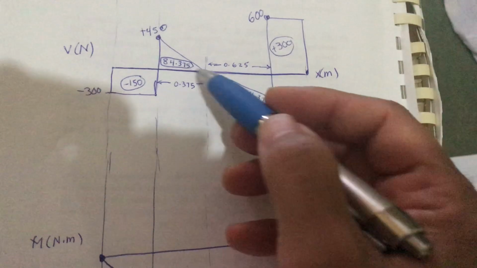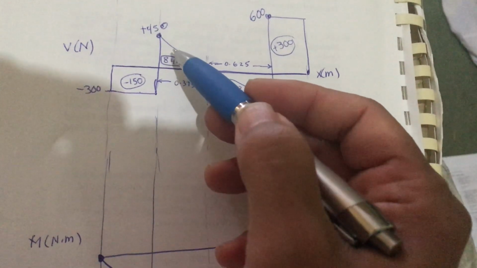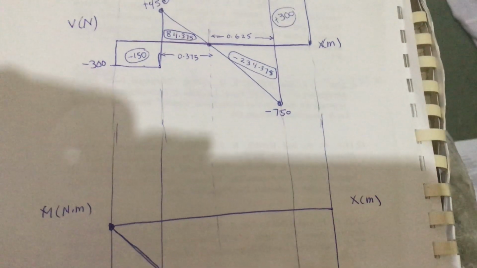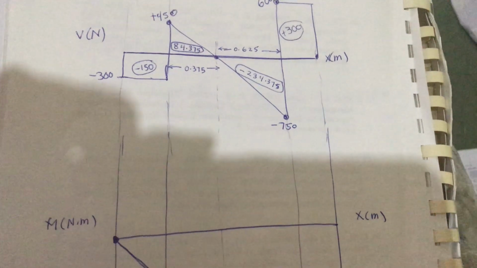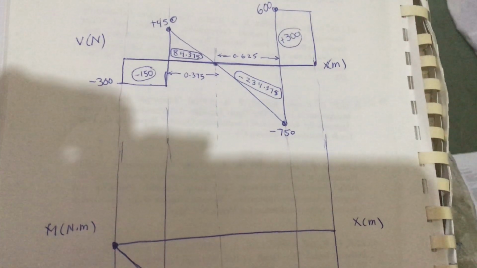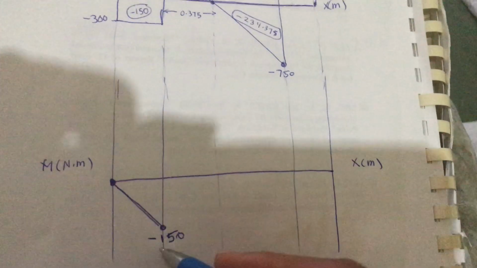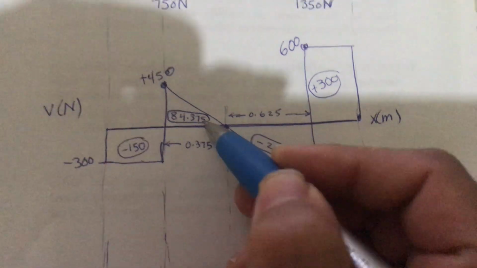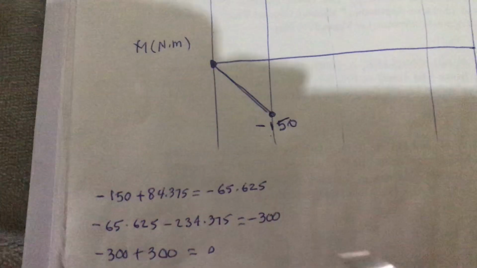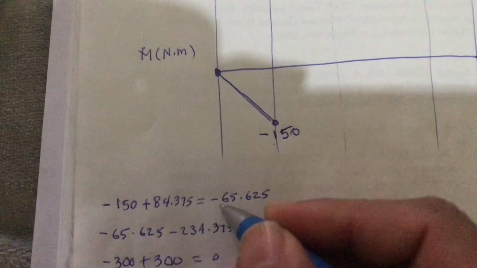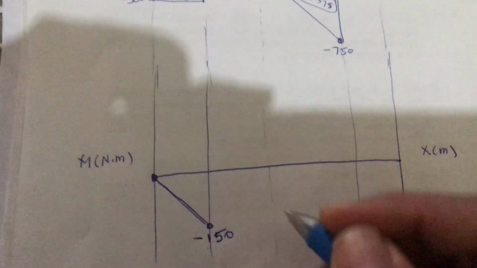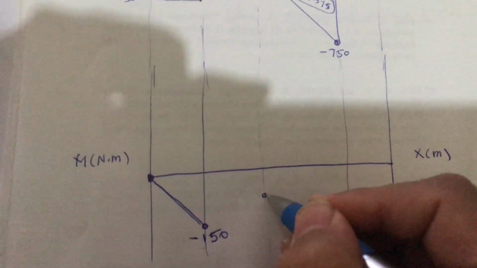You have to have a change of moment. It's not going to be a continuation, because here there are two triangles. So you have to find this area and this area. And at this point, zero shear, there is a change of moment value. Okay, so what will happen later on? So we have minus 150 plus 84.375, which would give you minus 65.625. So the answer would be minus 65.